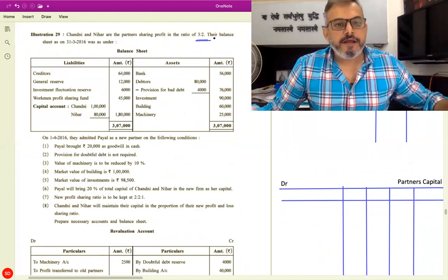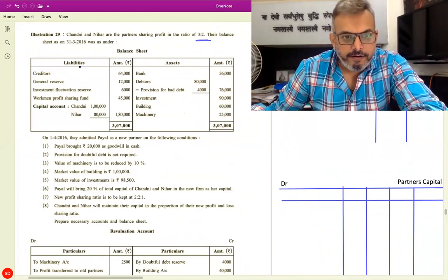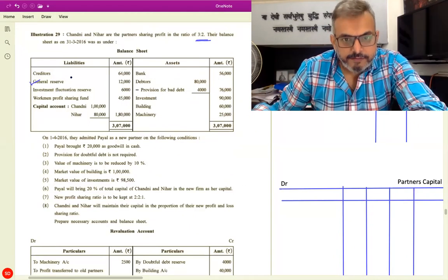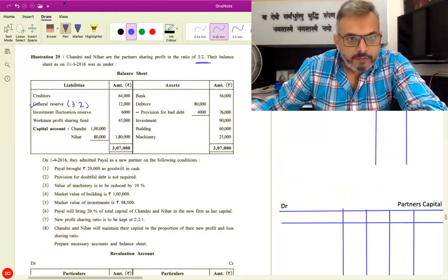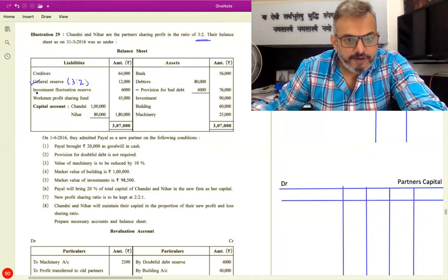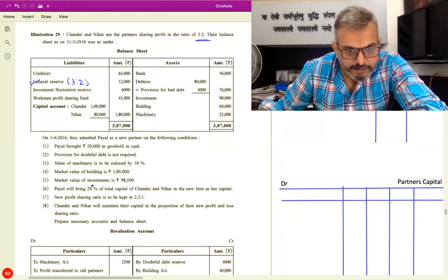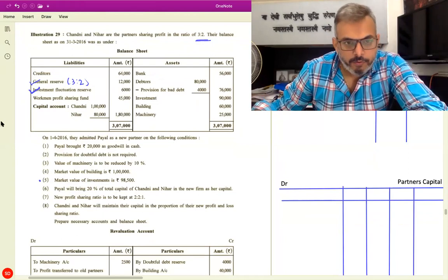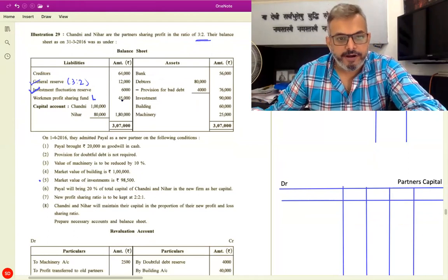Their balance sheet as on 31/3/2016 was as under. Balance sheet, you have creditors, general reserve. It will go in the ratio 3 is to 2. Mention it over there. Then investment fluctuation reserve. So we also have investment. Let's see if there is any investment adjustment. Yes, there is an adjustment. So again, this will also go away. Workman profit sharing fund is a liability. We don't have to do anything for it.